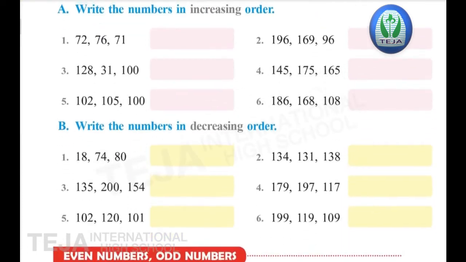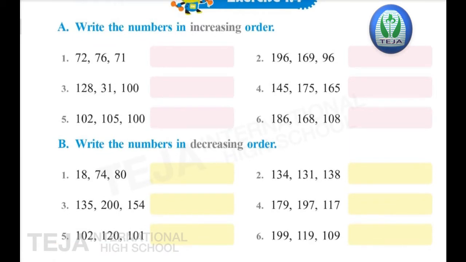So in exercise 4, the first bit is write the numbers in increasing order. Bit A, write the numbers in increasing order. So how do we write the numbers in increasing order, children? To arrange the numbers in increasing order, first of all we have to identify the smallest number. Increasing order means arranging the numbers from smaller to bigger. Writing the number from smaller number to the bigger number. So in these, first we'll write the smallest number.